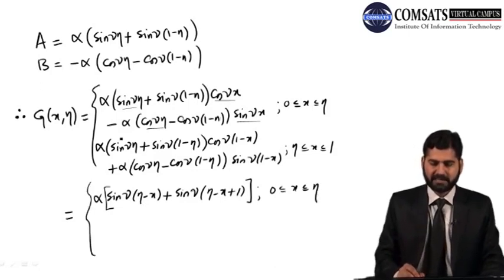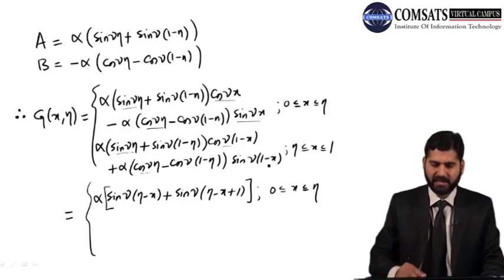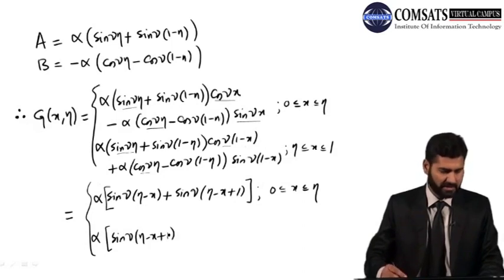And the second is again sine alpha cos beta, cos alpha sine beta. Again you have sine (alpha plus beta), but this time this is sine nu (eta minus x plus 1) here, all right, and sine nu (x minus eta) on the other side.